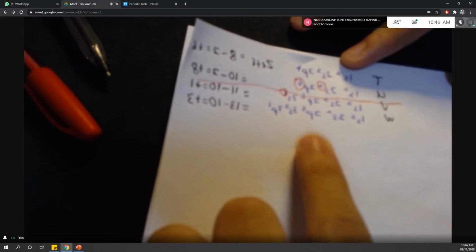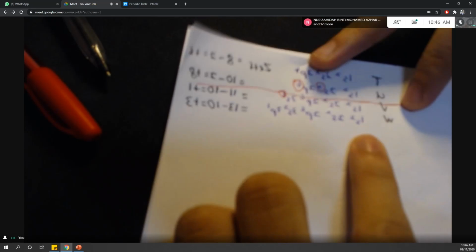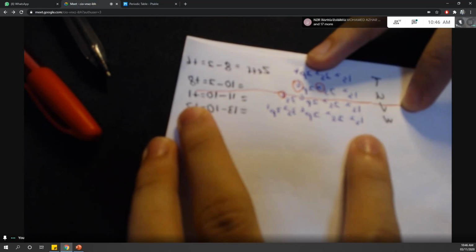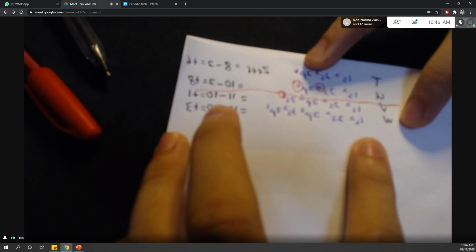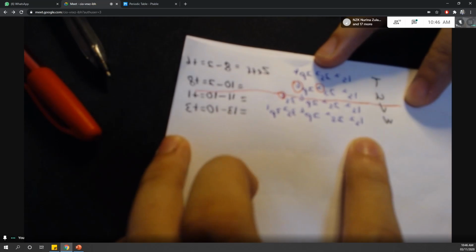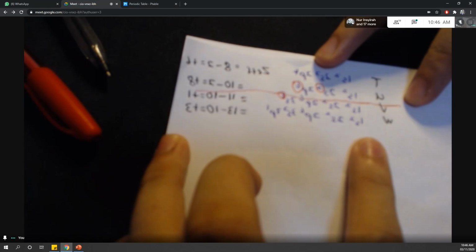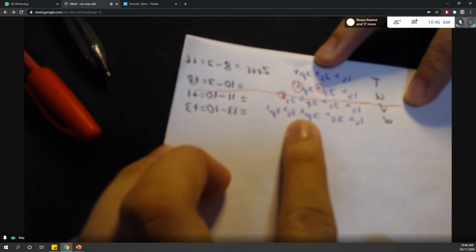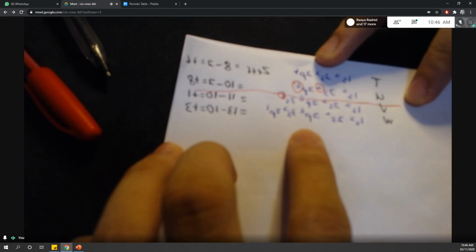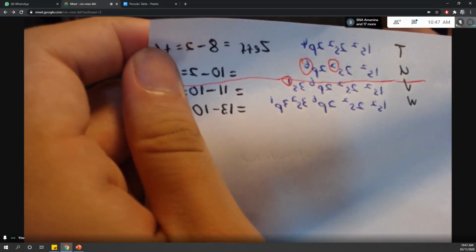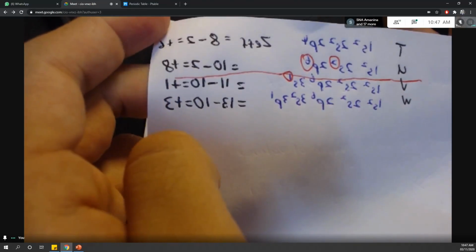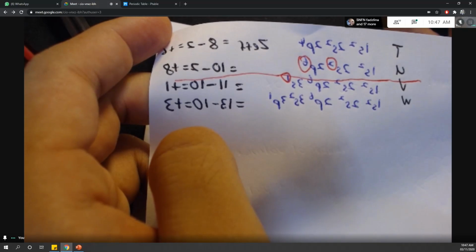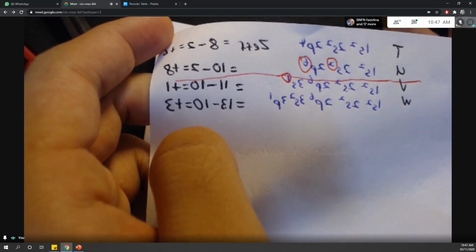Why? Because it is reasonable that V and W are way bigger than T and U. Why? Because of shielding effects. Do we see? They have an extra shell. For V and W, we get up to 3, while T and U only go up to 2. Okay.